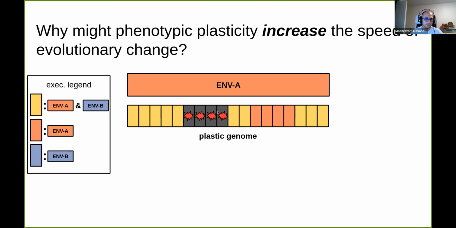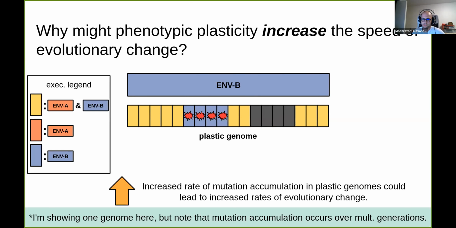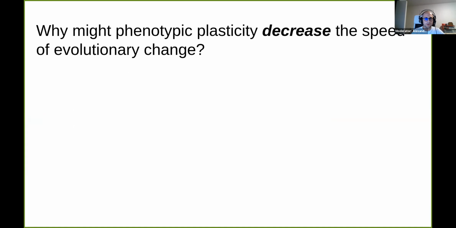And so mutations can accumulate there. Then when the environment changes to environment B, those mutations might be revealed, a process known as cryptic variation. This process of potentially increased rate of mutation accumulation in plastic genomes could lead to increased rates of evolutionary change. Little caveat: in this example, I've just shown one genome here. As I click through, this process of mutation accumulation occurs over multiple generations, not in one generation. Okay, so that's maybe a mechanism behind why we might expect the evolution of plasticity to increase the rate of evolutionary change.